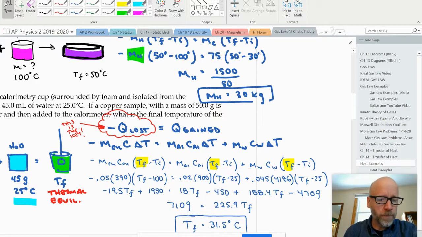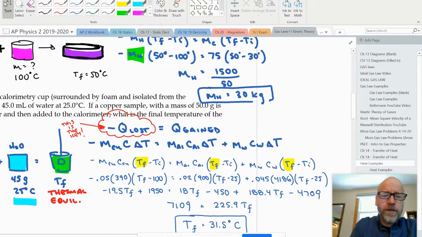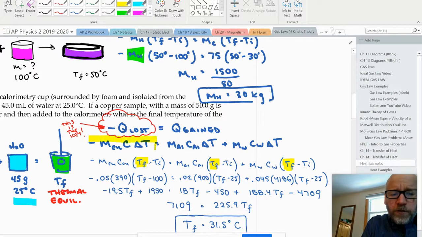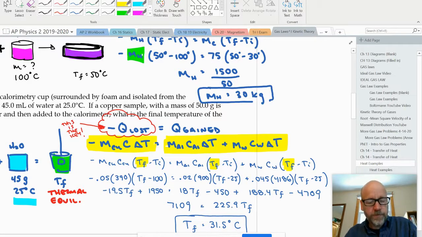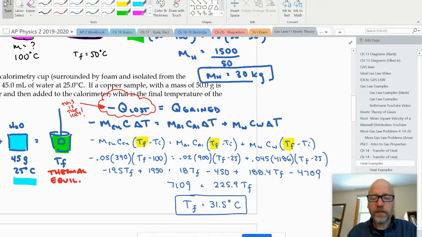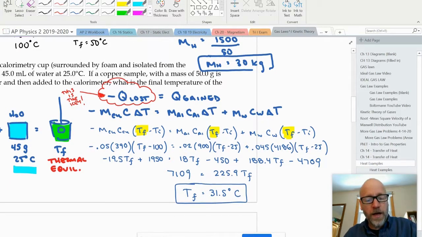You didn't pause it. Now look, Q lost. This is the key. The Q lost is going to be the change in heat in the metal. That's what lost energy. The Q gained is going to be for the water and the aluminum. That's the key. Okay. Now push pause. Go ahead and copy it down. Work your way through. All right, if you had any questions on that, let me know.